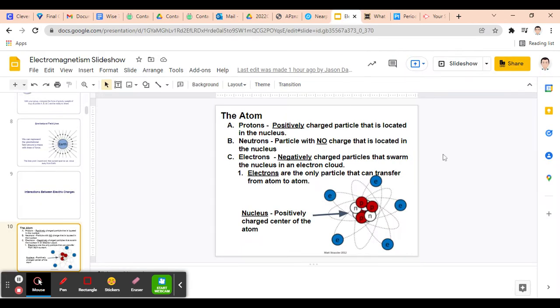So if we go to the slide, we see that protons are positively charged particles that are located in the nucleus. So protons are positive. Both of those start with P. Protons are positive and they're located inside the nucleus. Protons also have mass that account for a good part of the mass of the atom.